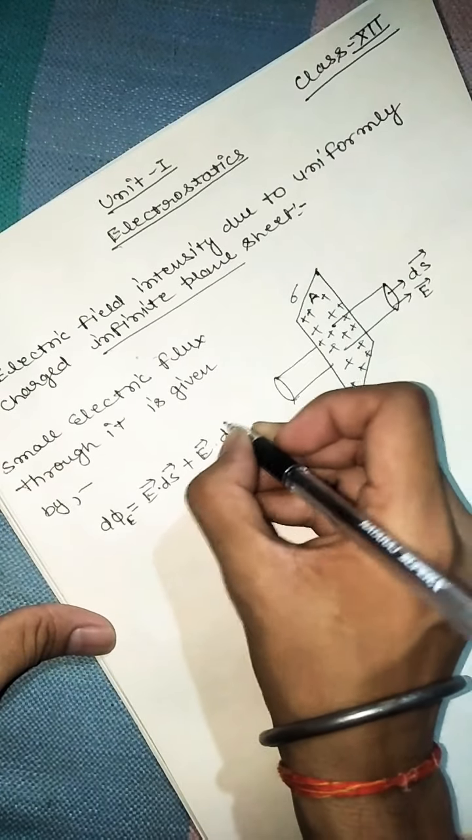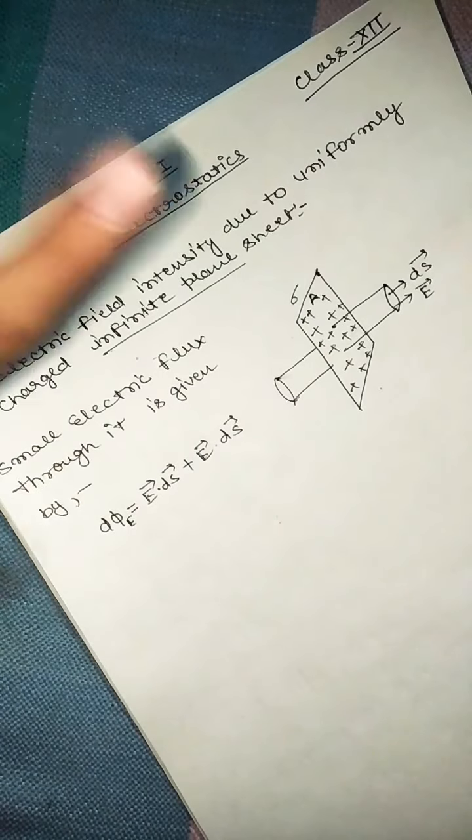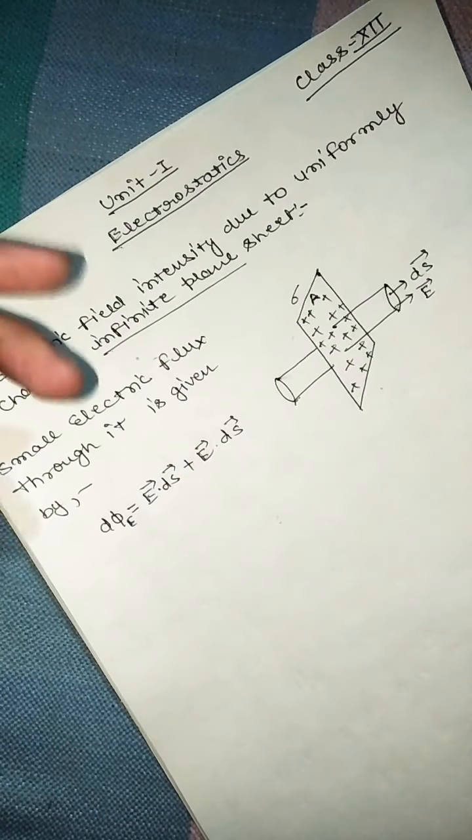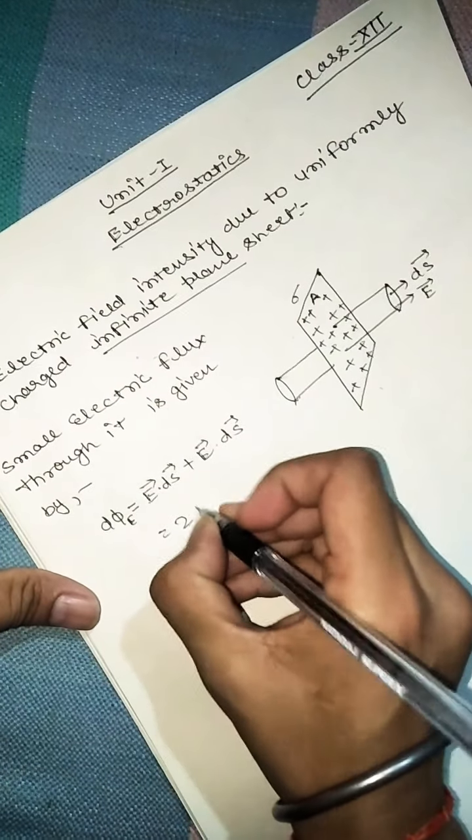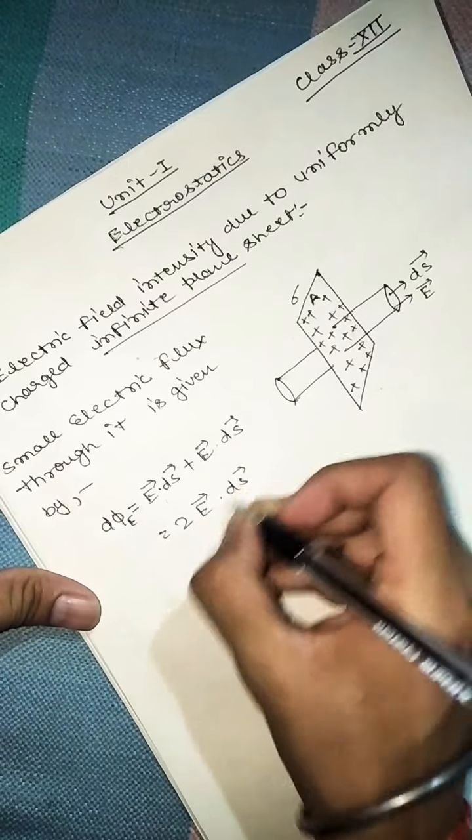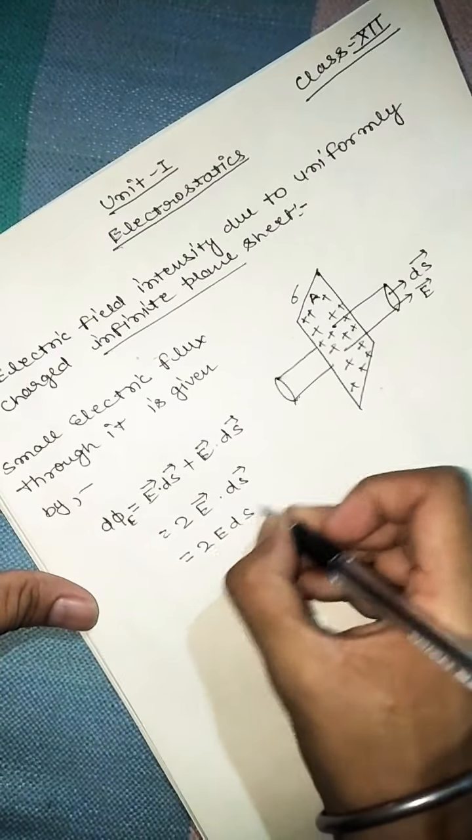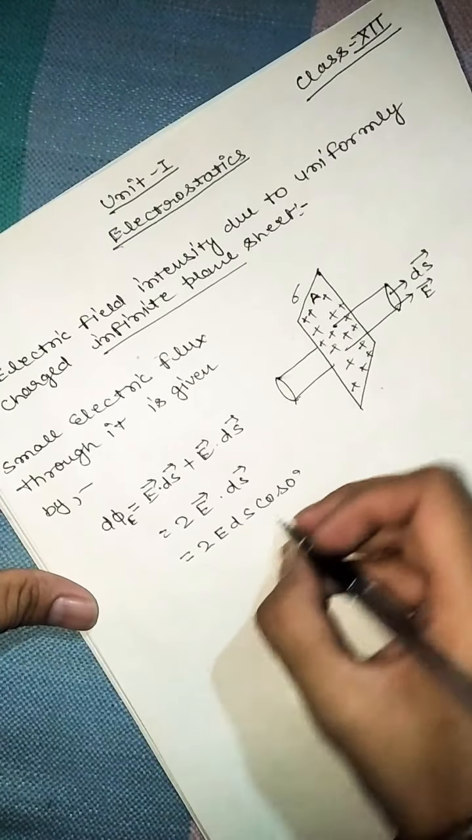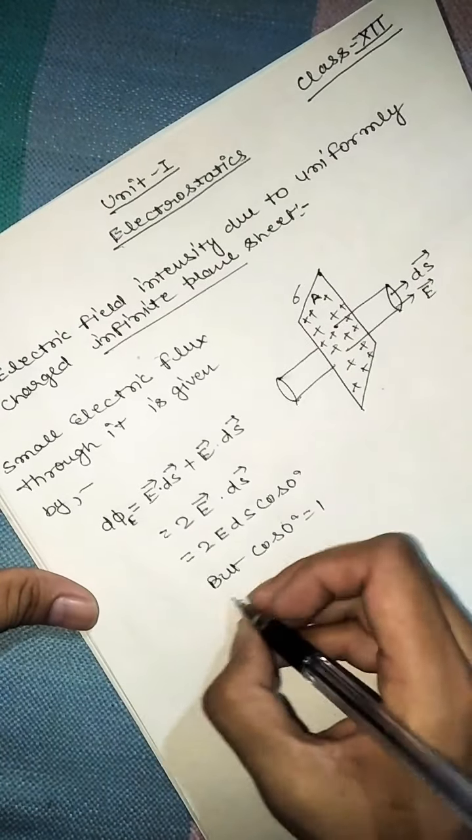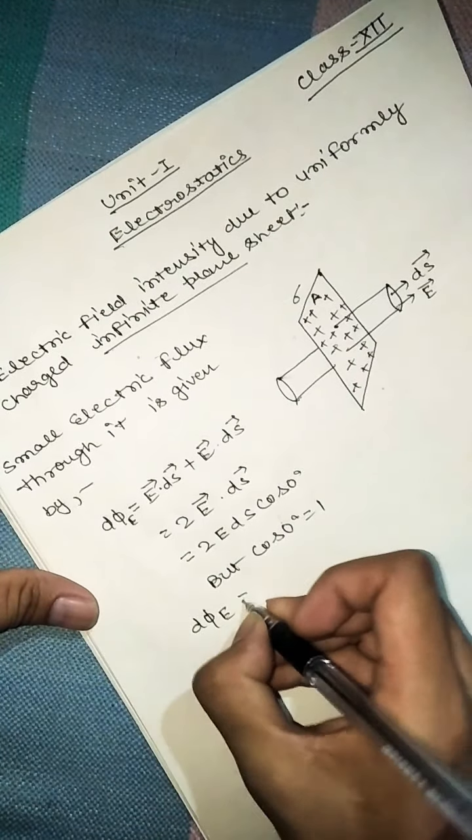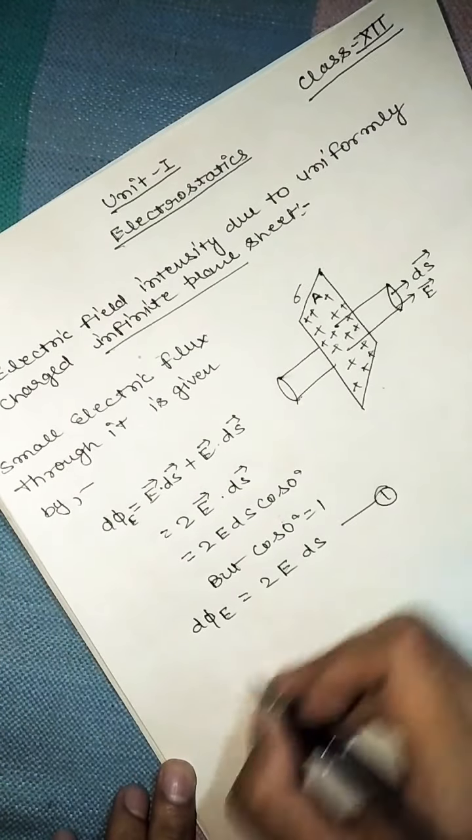Why am I taking two of these? Because we are taking two of the surfaces. Remember one thing, for an infinite plane sheet there are two surfaces. That is why we are taking two of the surface. This can be written as 2 E dot ds, 1 plus 1, that is 2. So here we can write E ds cos 0 degree. But cos 0 is equal to what? 1, the maximum value. So d phi is equal to 2E ds. This is equation number 1.